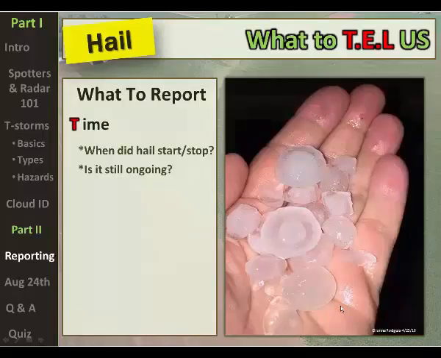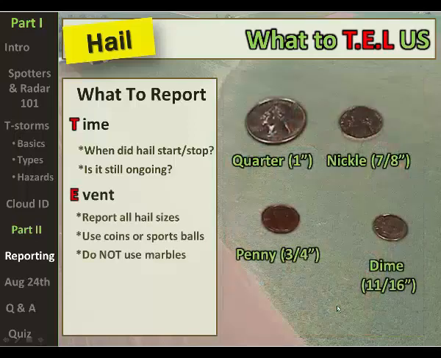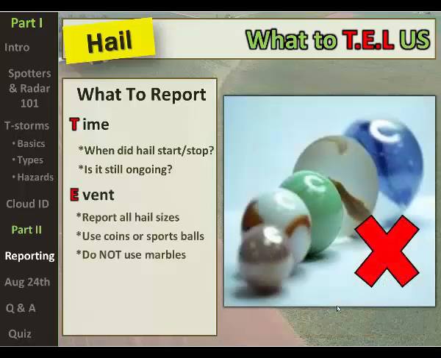Now first we'll start with hail. Again, going through the TEL, T-E-L, method: time, event, and location. When did the hail start or stop, and is it continuing? For the event itself, tell us all sizes so we can have a better idea of what's happening at the ground level. This helps us to calibrate what we see on radar to what it's producing at the ground within a specific storm environment. We like when storm spotters use sizes with one distinct measurement, like coins: a quarter, nickel, dime, etc. Don't use marbles because they can have different sizes.